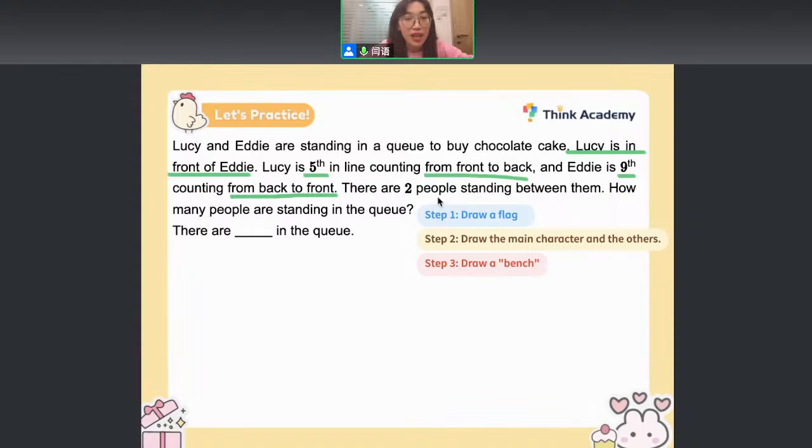And then, there are 2 people standing between them. How many people are standing in the queue?